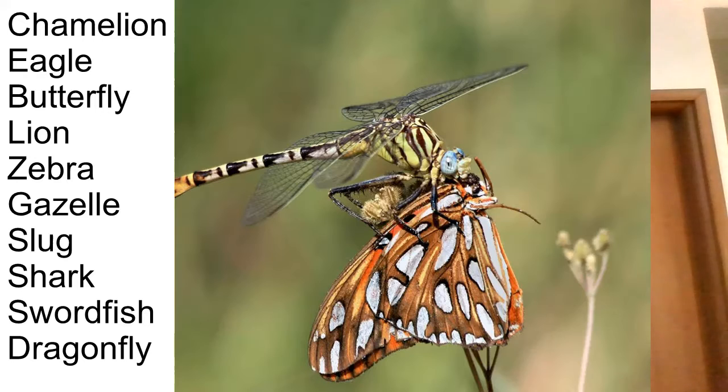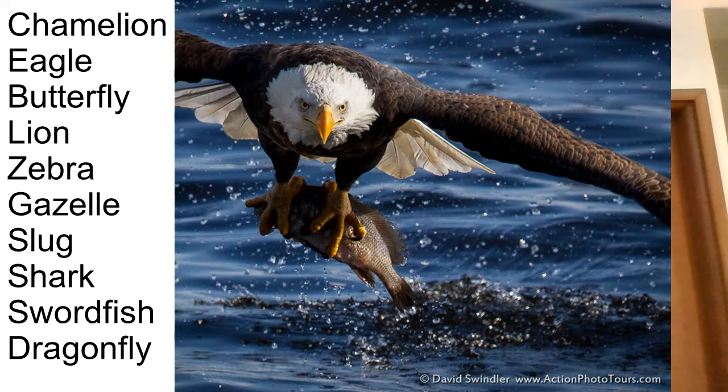Okay, the next one, two flying animals, one of them catching the other. They're quite small in reality. Yes, it's a dragonfly and a butterfly. All right, what about the next animal? Next, two animals swooping in. The big bird is an eagle and it's catching a fish. I don't know what kind of fish that is. I'm just going to say fish.